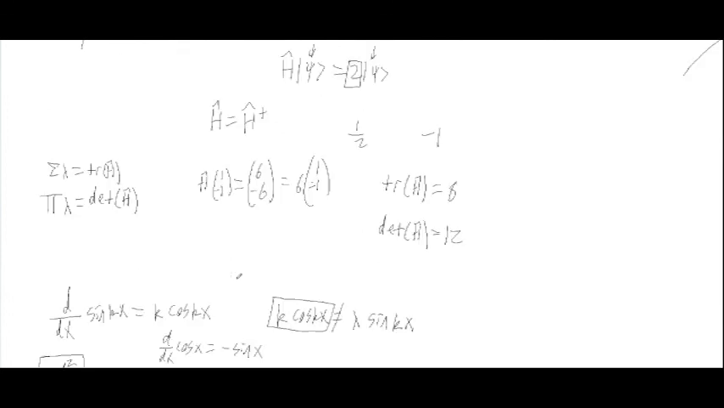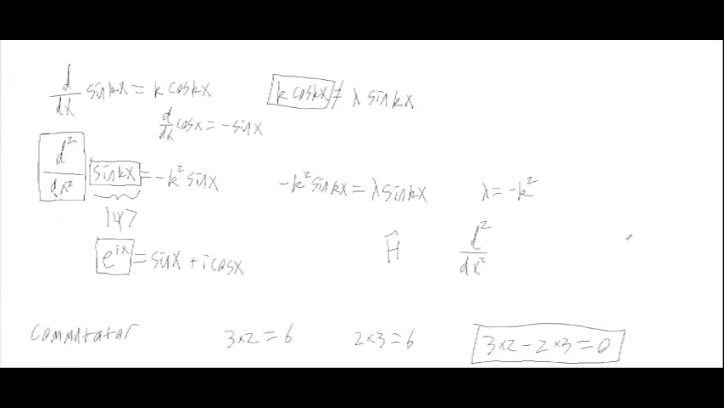And one other interesting thing we talked about is that the trace of our operator is going to be equal to the sum of our eigenvalues, and the determinant of our operator is going to be equal to the product of our eigenvalues. And I quickly talked about how you can have eigenfunctions for an operator that is not necessarily a matrix. So you can have different operators that have eigenfunctions.